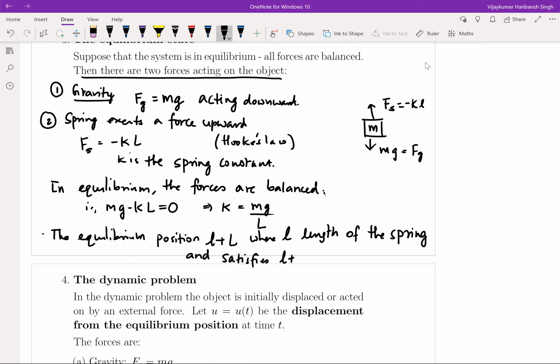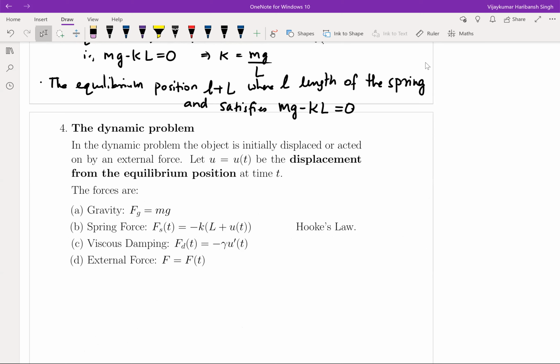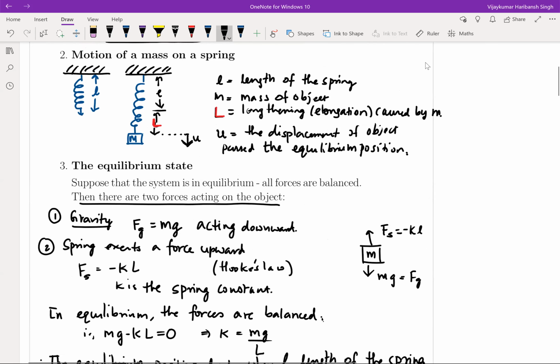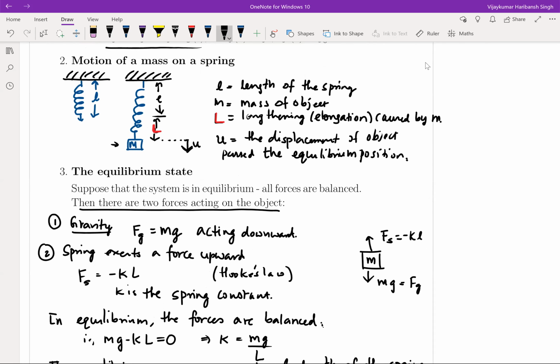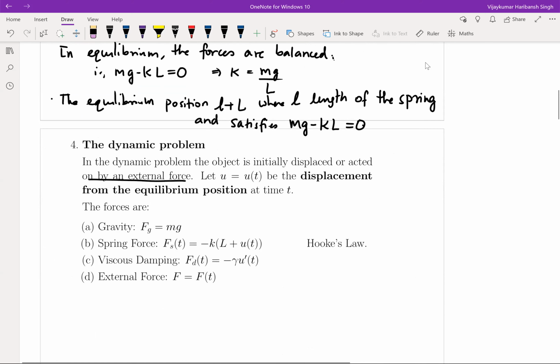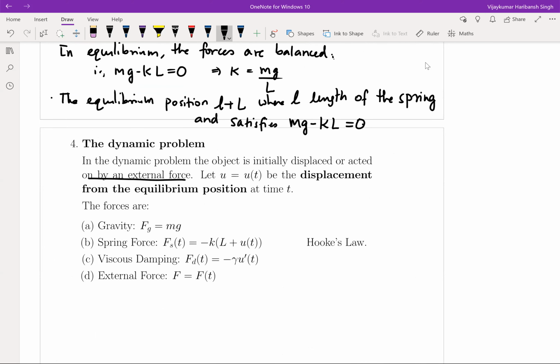Now, let's consider the dynamic problem. That means there's some change happening. And what is this change? The dynamic problem is when the object is initially displaced or acted on by an external force. So you can take this object and act on it by an external force, or the object is displaced. Once you displace it from the equilibrium position, let u equals u(t) be the displacement from the equilibrium position at time t.